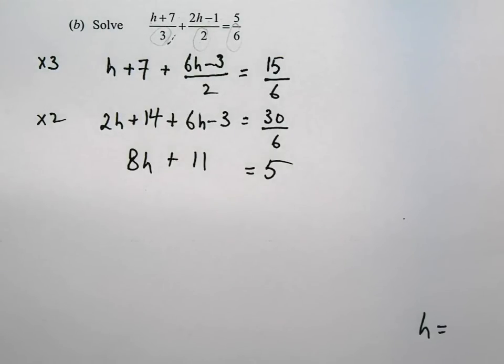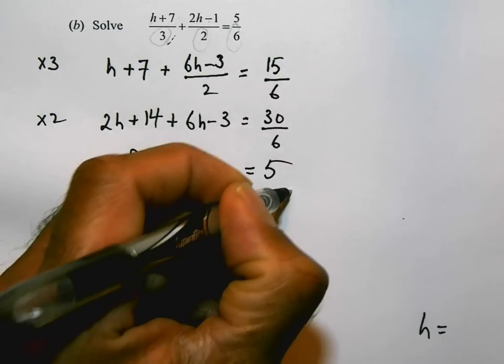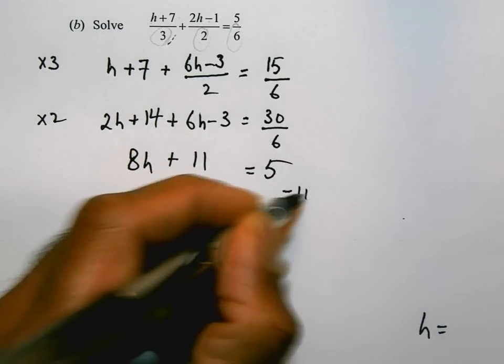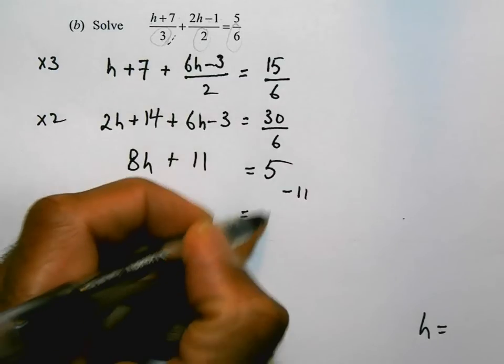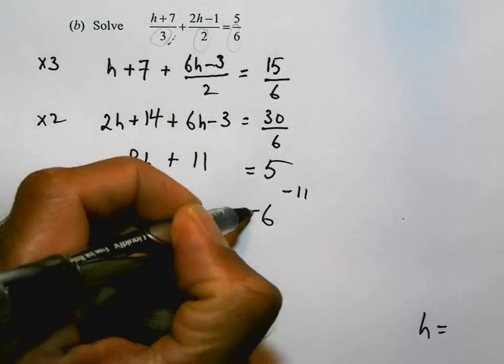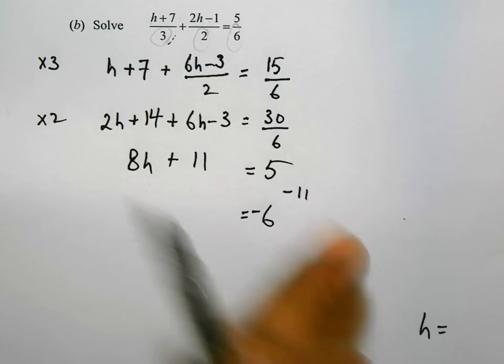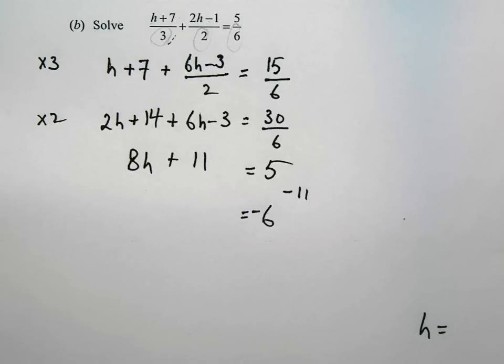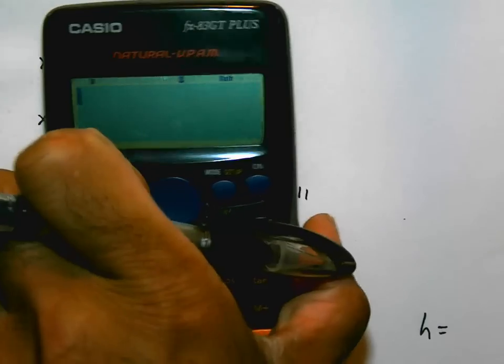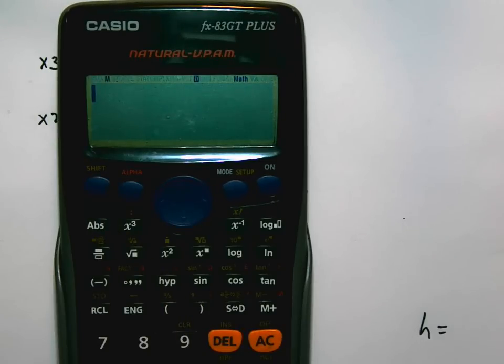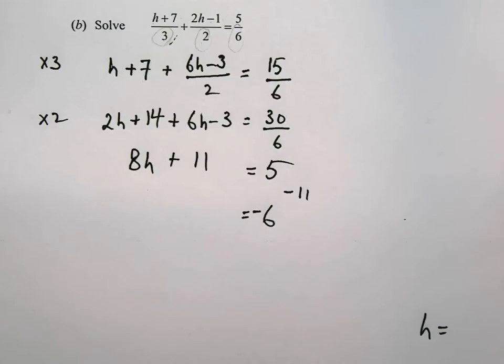I need to get rid of that 11, take away 11. 5 take away 11 is minus 6. And I just want to indicate, for those of you who don't know, you could do that on your calculator. 5 take away 11, and the calculator will show you the negative answer. It's minus 6, and I've got 8h on the other side.